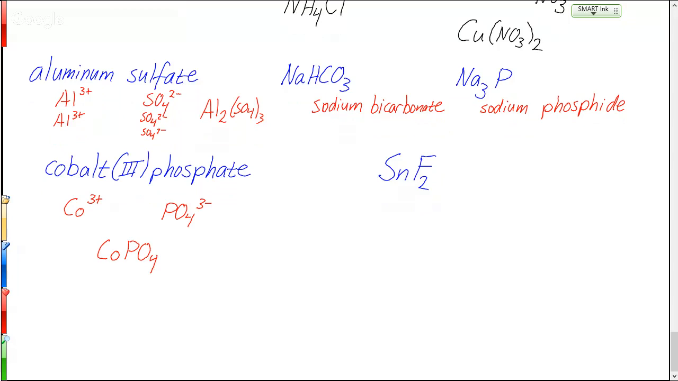And then finally, SnF2. So we start in the same place. We look at the metal. It's in the middle part, so it's variable charge. We look that metal's name up. It's tin. So we know we're going to need some parentheses here. And what's the anion called here? Fluoride, yeah.